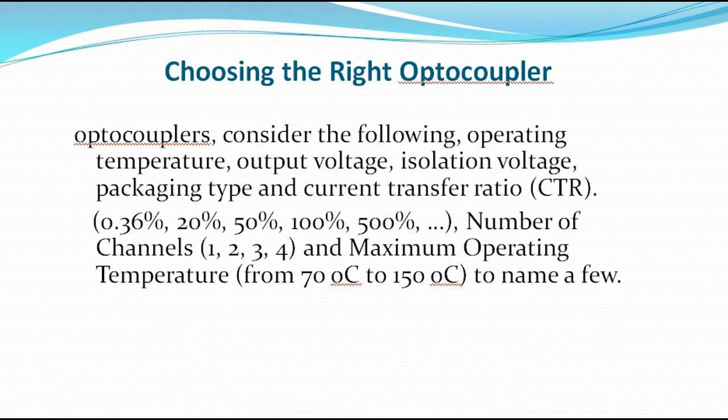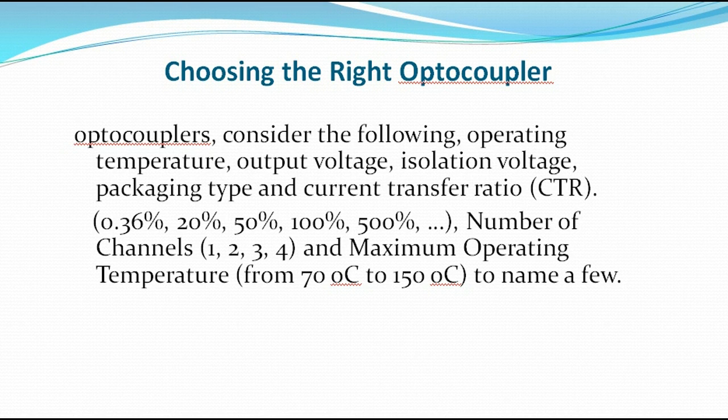Now, choosing the right optocoupler. Before you choose or when you're about to build anything, you must consider the following: the operating temperature, output voltage, isolation voltage, packaging types, and current transfer ratio of the optocoupler. These are the most important things that you should consider if you are to choose the right optocoupler.